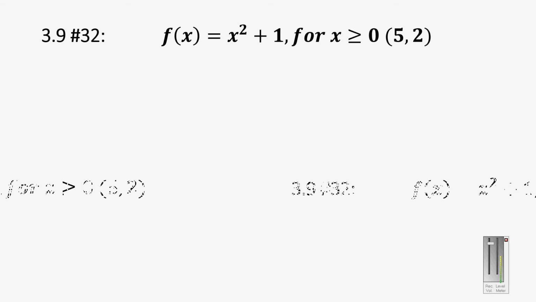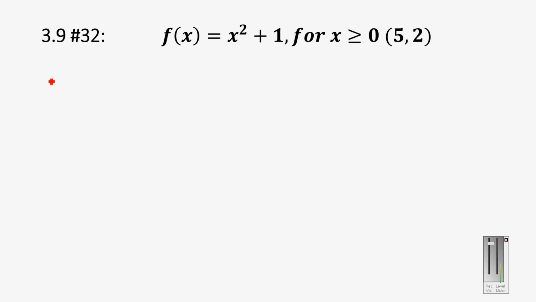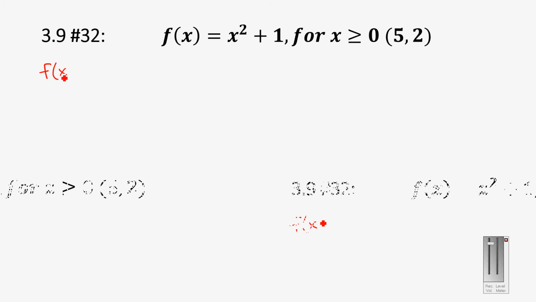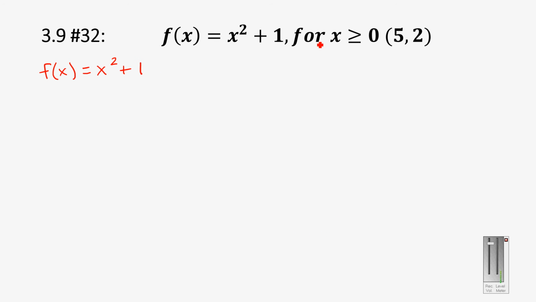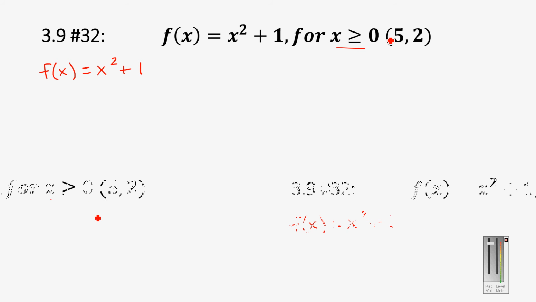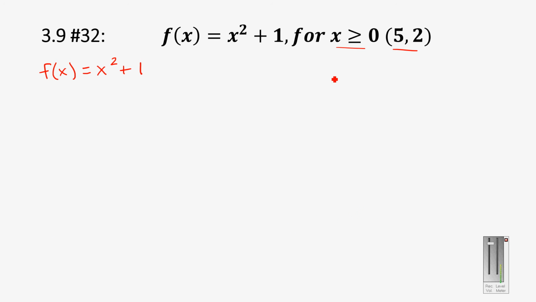Number 32 says f of x equals, oh, we've got it written up here. I'll rewrite it here. x squared plus 1 for x greater than or equal to 0, and this is going to be our point that we're concerned about. So I can rewrite this as y equals x squared plus 1.